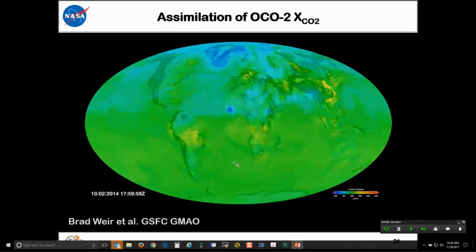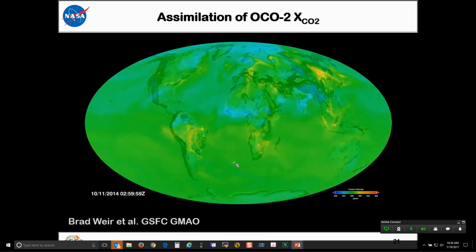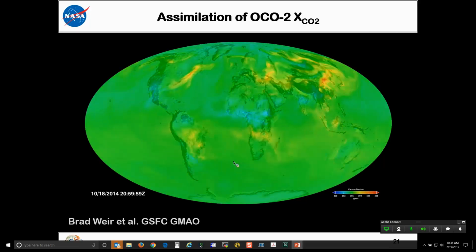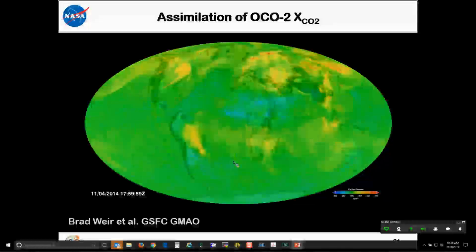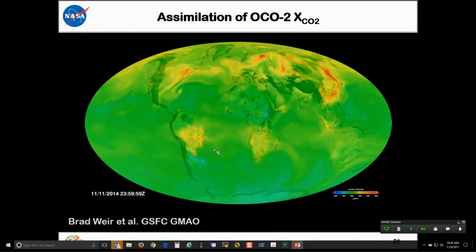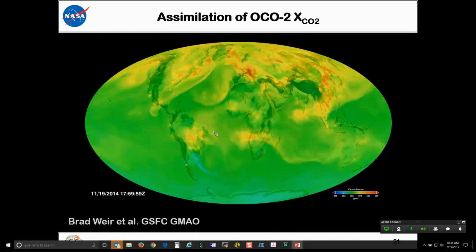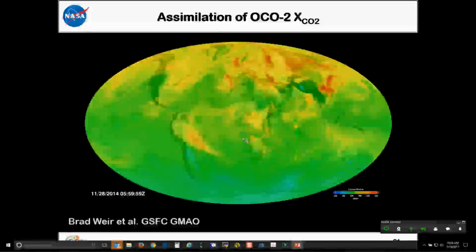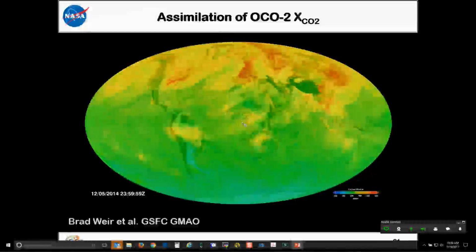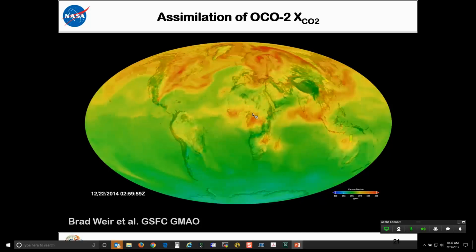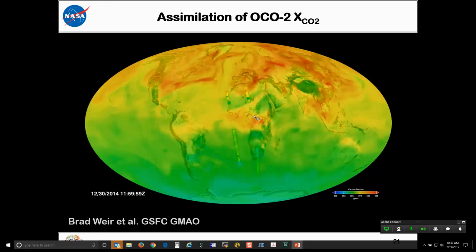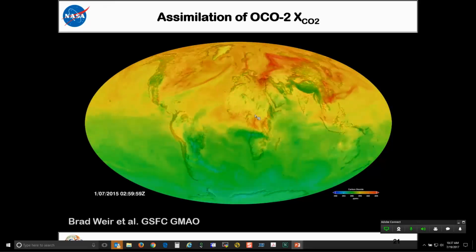Now, others are bravely taking the OCO2 measurements and assimilating them into global circulation models, into carbon tracer transport models and flux inversion models. What you're seeing here is the first step in a flux inversion activity. This particular work is being led by Brad Weir at Goddard, just showing you the OCO2 measurements being assimilated into his model. He's not doing a full flux inversion yet.